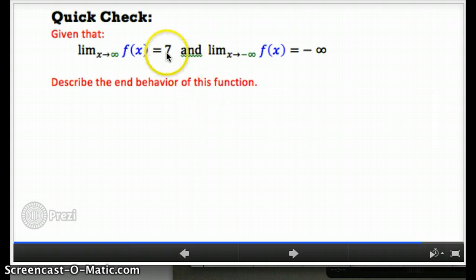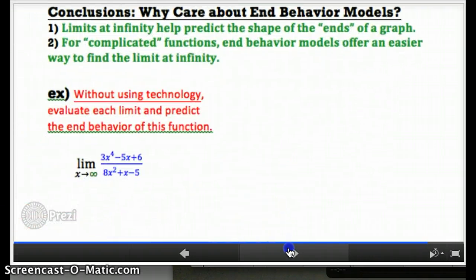Perfect. So a constant end behavior, to me, I would expect to see a horizontal asymptote on the right-hand side. And at negative infinity, I would expect this function to be going down dramatically on the left-hand side. So hopefully these two examples motivate you a little bit more to care about end behavior models. Limits at infinity help us predict the shape of the ends of the graph.